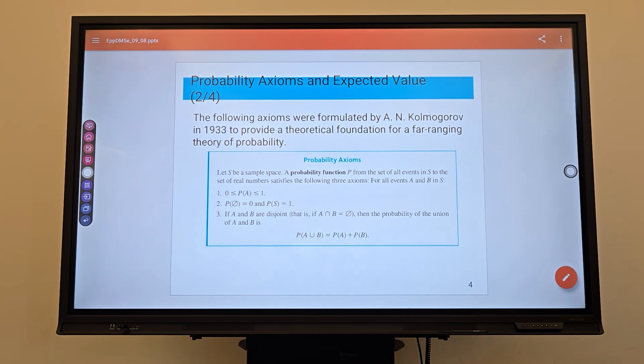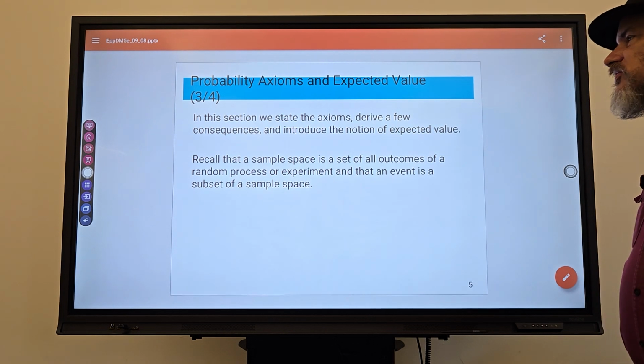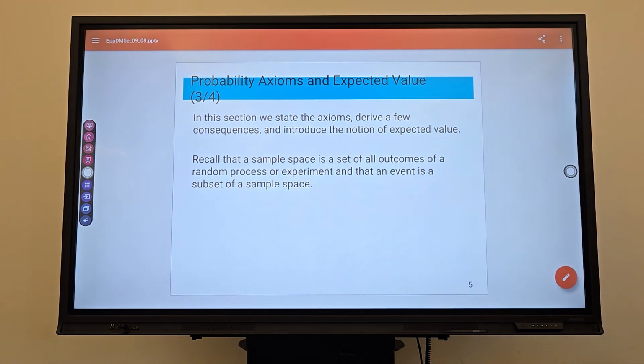And if A and B are disjoint, that is, if the intersection of A and B is null, then the probability of the union of A and B is the probability of A plus the probability of B. In this section, we state three axioms, derive a few consequences, and introduce the notion of an expected value. Recall that a sample space is the set of all outcomes of a random process or experiment, and that an event is a subset of a sample space.